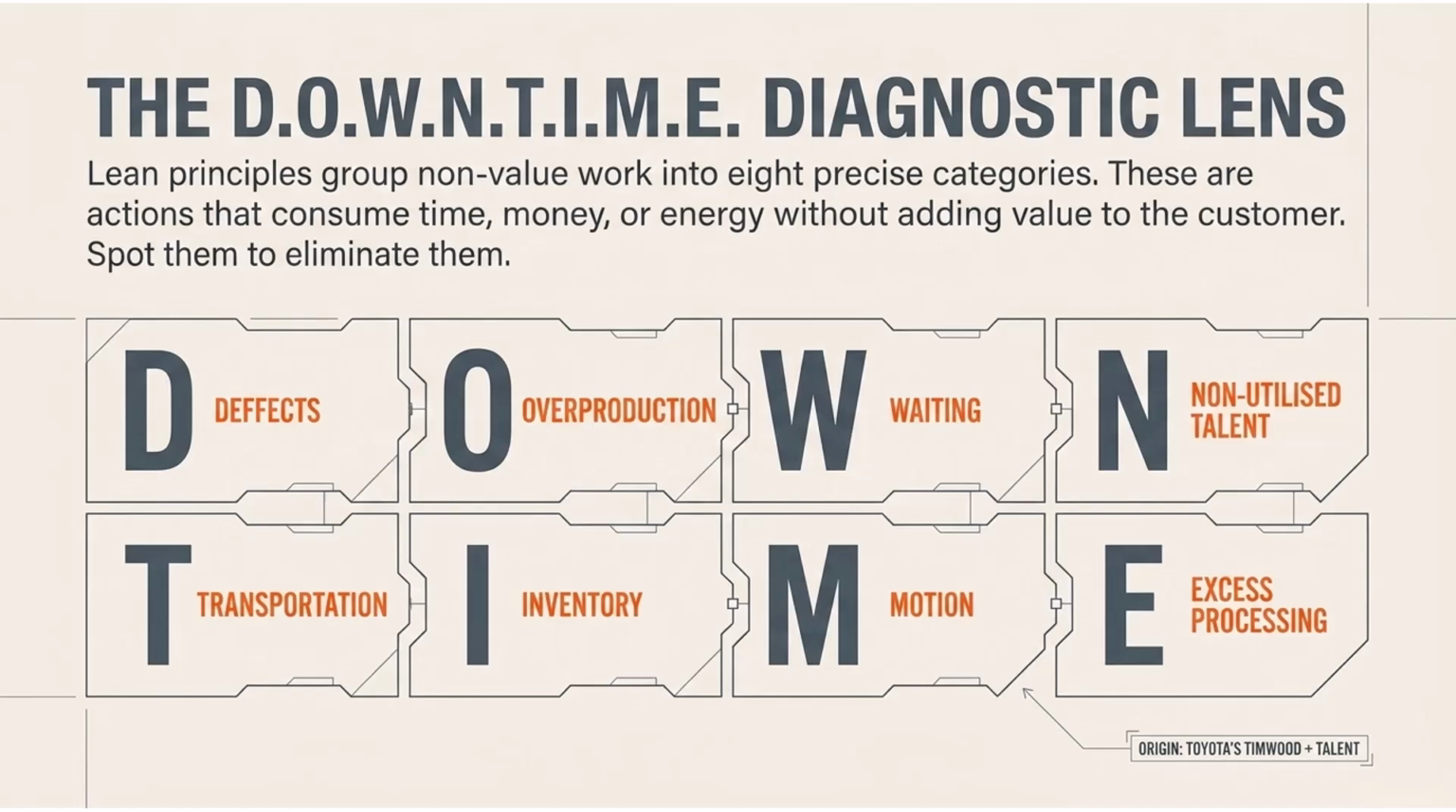So the first one is defects. The second one is overproduction, producing too much of something. The third one is waiting. The fourth one is non-utilized talent. The fifth one is transportation. The sixth one is inventory. Then we have motion. Then we have excess processing. Now I'll go through each one of these with a bit of an example of each one. But this is a very easy way to understand and measure your existing processes just by using this acronym.